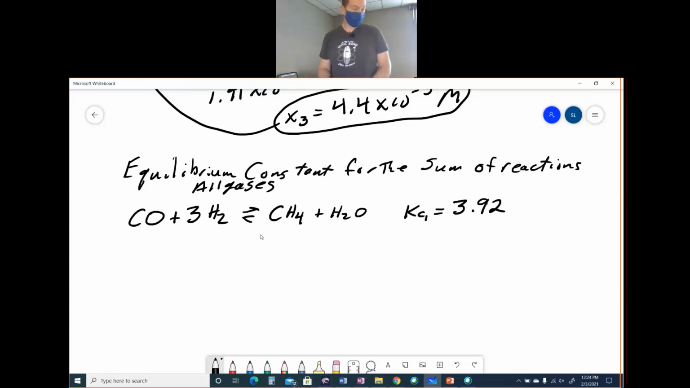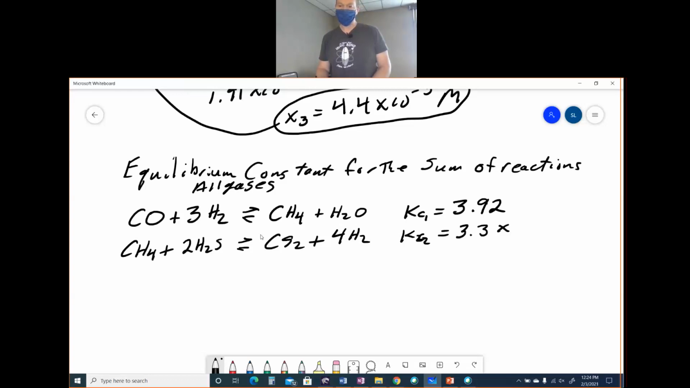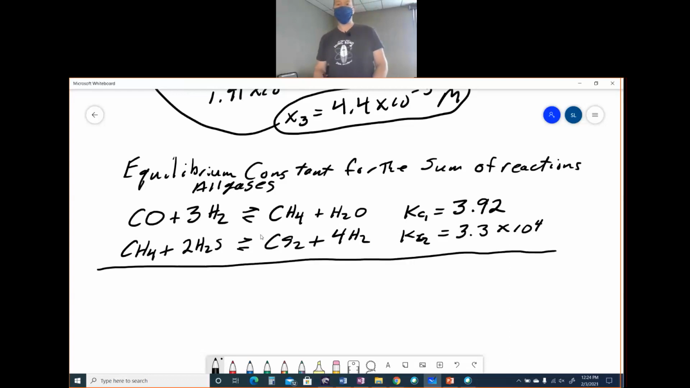All right, the second reaction is CH4 with 2 H2S in equilibrium with CS2 and 4 H2. And the Kc for this second reaction is 3.3 times 10 to the fourth. All right, and so it's going to say add the reactions and give the K value for this reaction.